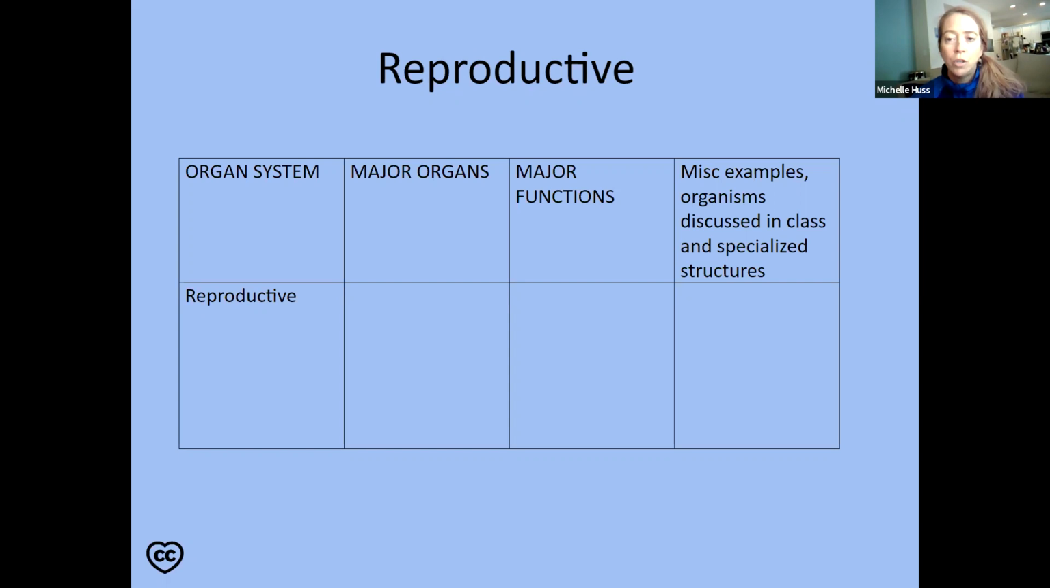Reproductive, so the function would be to reproduce for the next generation. There's probably some other functions, but for here that works. And major organs would be things like ovaries and testes and vagina and penis.